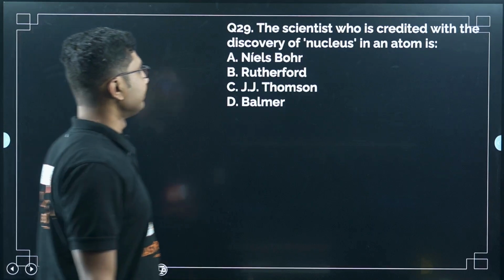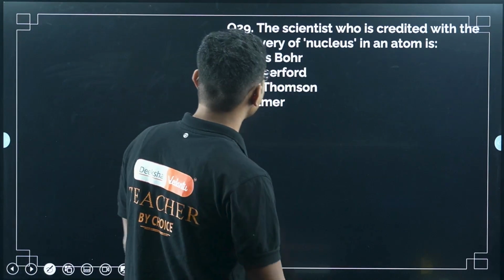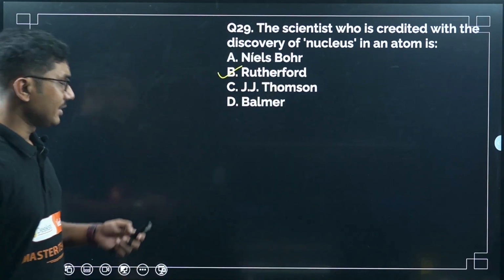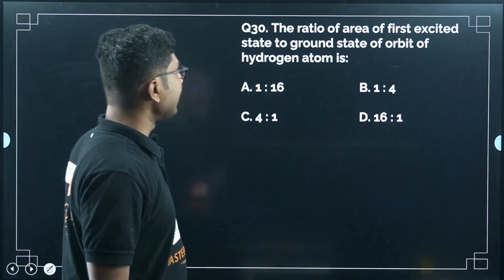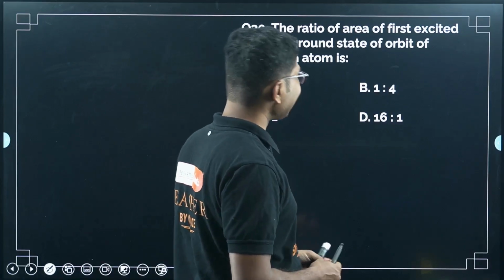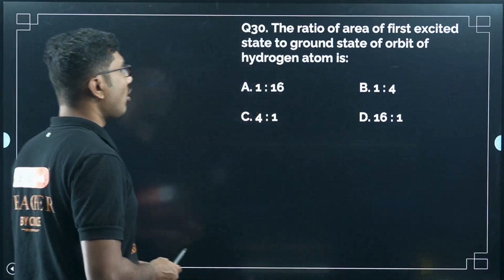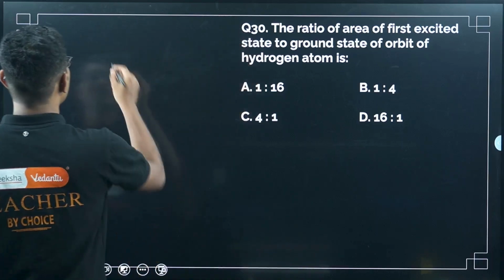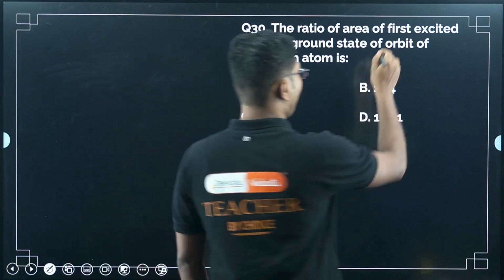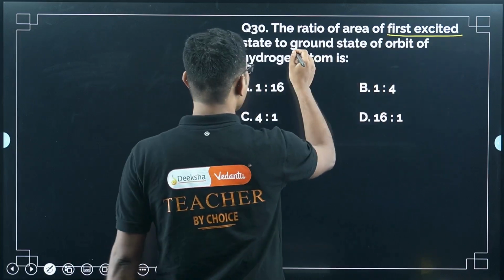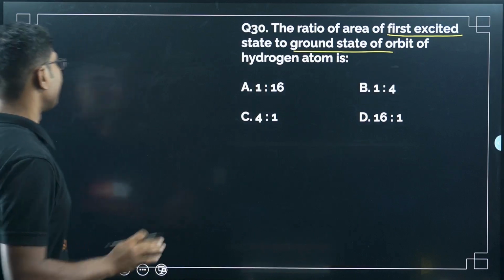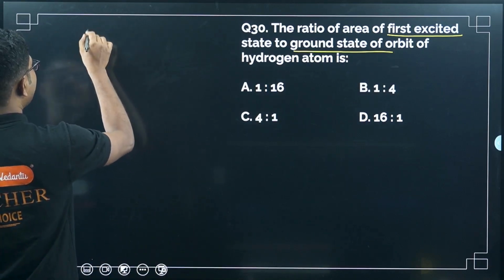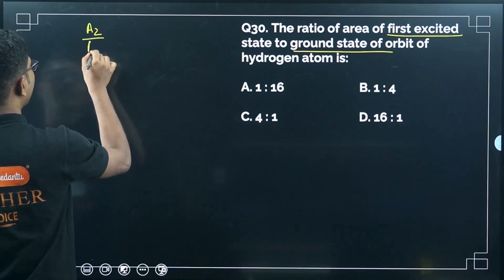Now the scientist who is credited with the discovery of the nucleus: Rutherford, not Niels Bohr, Rutherford is the correct answer. The ratio of area of first excited state to the ground state orbit of hydrogen atom is... Okay, so they have asked you to find the ratio of the first excited state to the ground state. Be very careful. The first excited state is n equals 2. So area 2 by area 1.